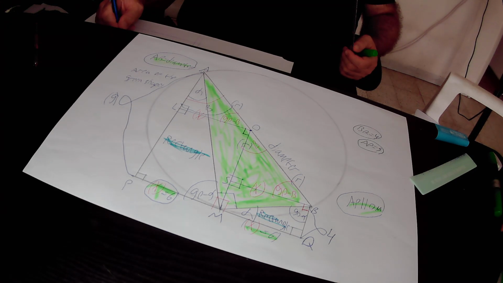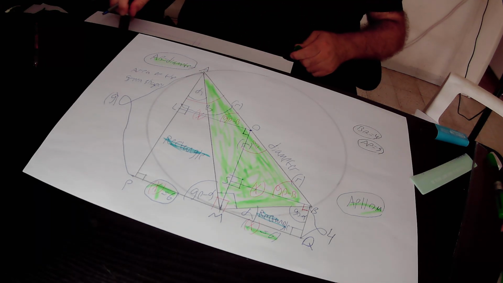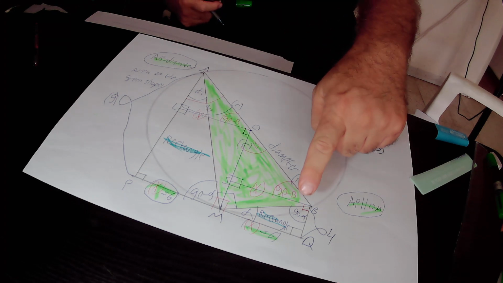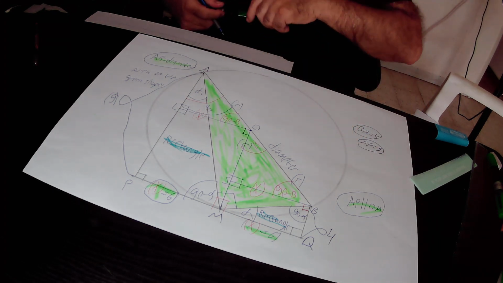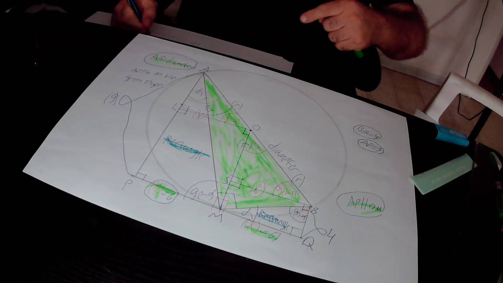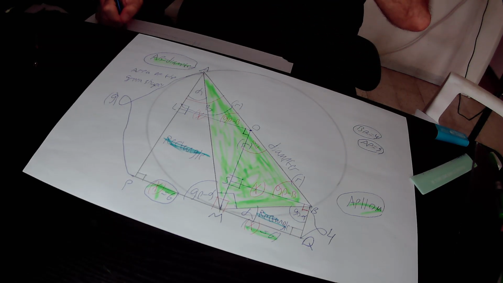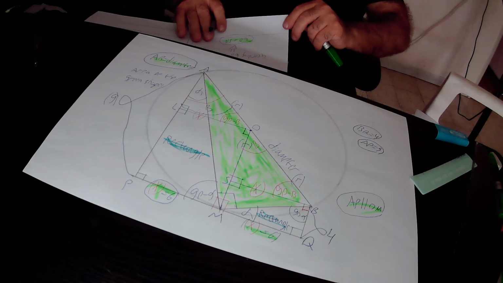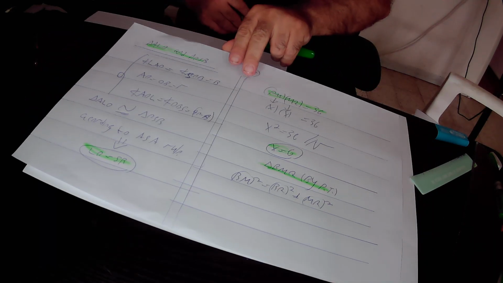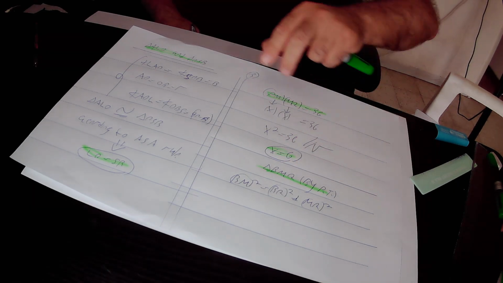Here PT is the evaluation of the Pythagoras theorem. So in this small right triangle BMQ, according to the Pythagoras theorem, BM squared, that is the square of the hypotenuse, is equal to BQ squared plus MQ squared.